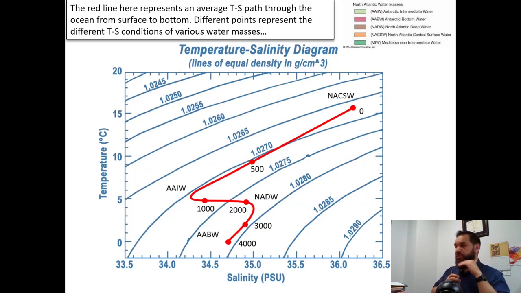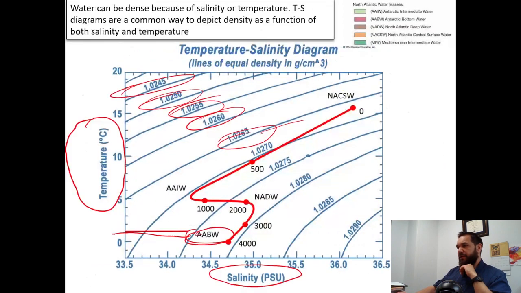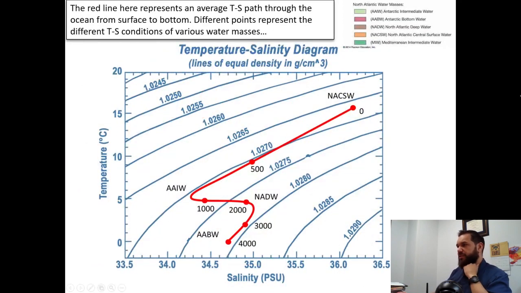You're going to have to do this on your lecture assignment number 20. I don't think I have a blank one of these, so this is just showing this line. This red line shows the typical changes in both temperature and salinity as you move down through the water column. But I wanted you to imagine something. This is kind of interesting: you can actually take two waters of the same density, mix them together, and end up with something denser.